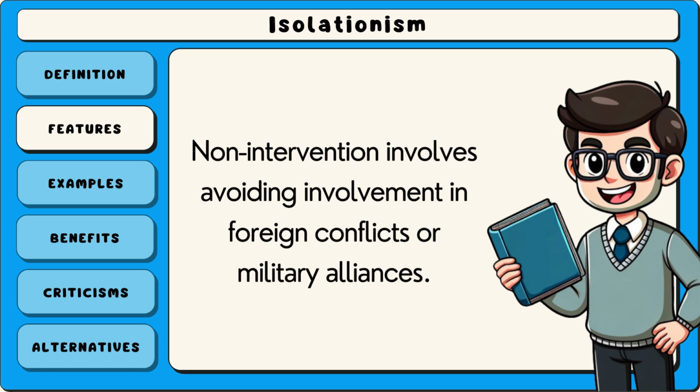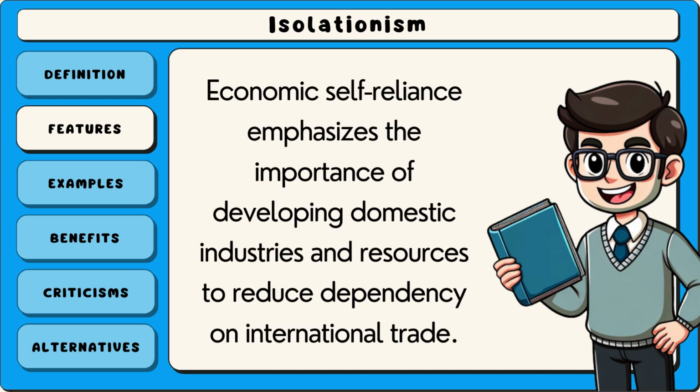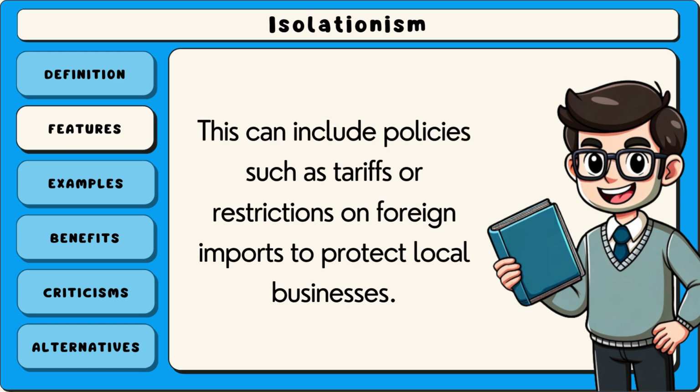Non-intervention involves avoiding involvement in foreign conflicts or military alliances. For example, an isolationist nation might choose not to participate in a war unless its direct security is threatened. Economic self-reliance emphasizes the importance of developing domestic industries and resources to reduce dependency on international trade. This can include policies such as tariffs or restrictions on foreign imports to protect local businesses.